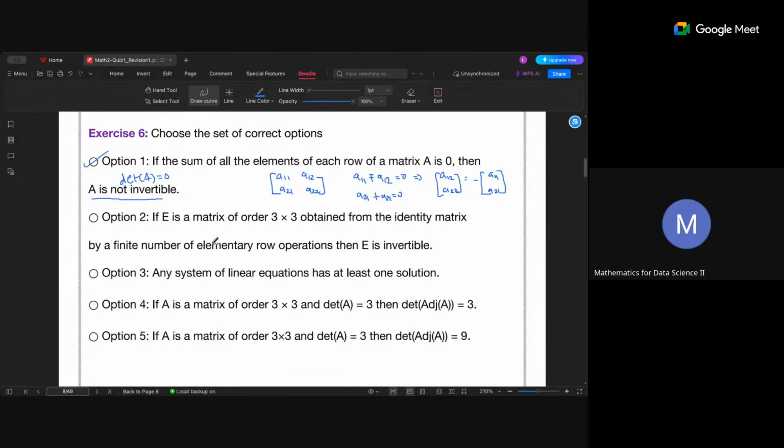Signs and values can change, but if it is non-zero, it will remain non-zero, right? So this is also fine. All right. What about the third option? False, right? Any system cannot have one solution. There are systems with no solution, so definitely incorrect. Okay. What about the fourth and fifth option?